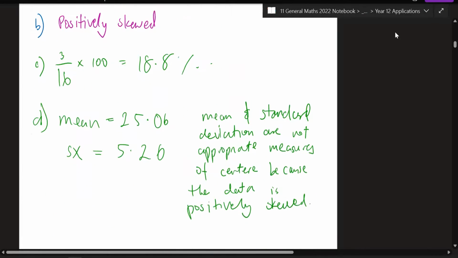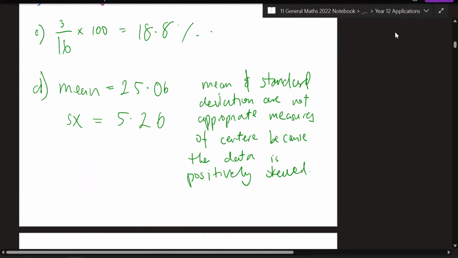Now, does anyone remember as well, when we're talking about shape, there's a specific measure of center that is appropriate depending on the shape of the graph. So if your graph is skewed in some way, what kind of measure of center should we use? Anyone remember? We did learn about it in term one. Let's see if you remember. Yes, Tori. Good. So if it's skewed, median is ideal as a measure of center.